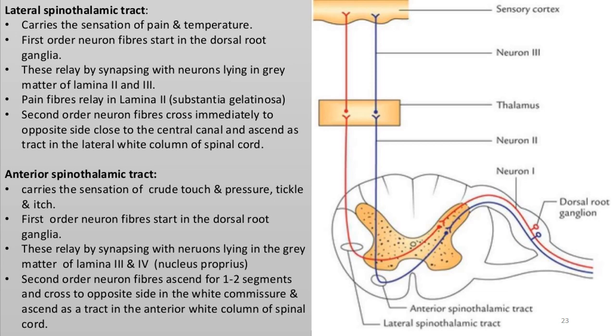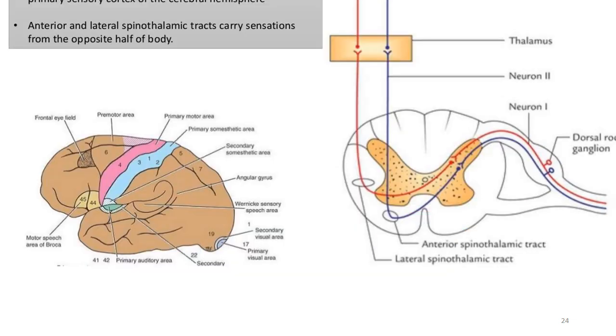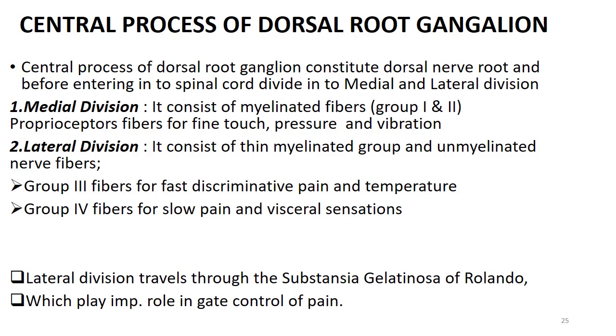if we talk about the two spinothalamic tracts, lateral and anterior, then you will find again the dissimilarities and similarities. We will discuss pain and temperature and crude touch. Now, as soon as the central process of the dorsal root ganglion enters the dorsal horn, then what happens? They divide into two branches. One is the medial branch and another is the lateral branch. Medial branch means towards the central canal or central sulcus.